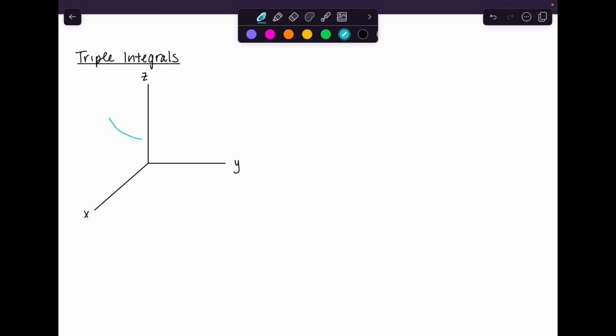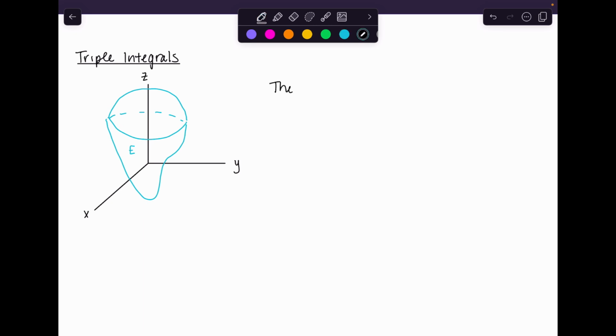So maybe our surface is something funky. Maybe it has a sphere-ish shape on the top. But then it can do really whatever it wants. Maybe it kind of looks like a drooping ice cream scoop. Okay. So this is our surface E.